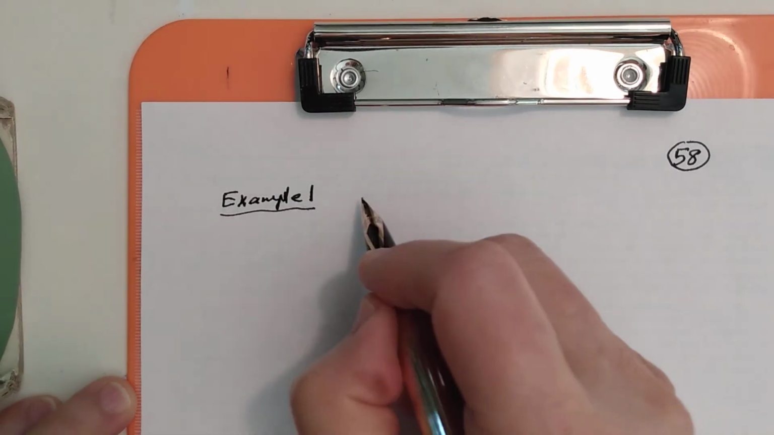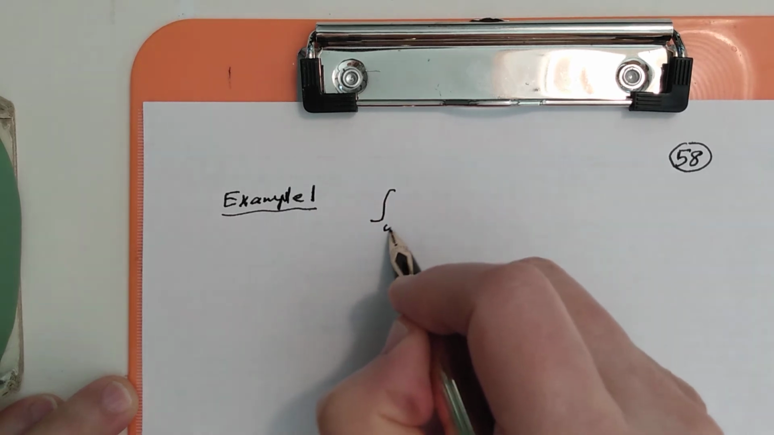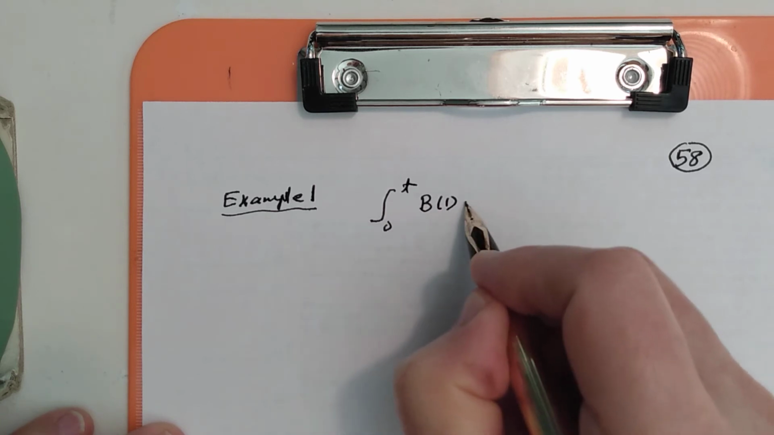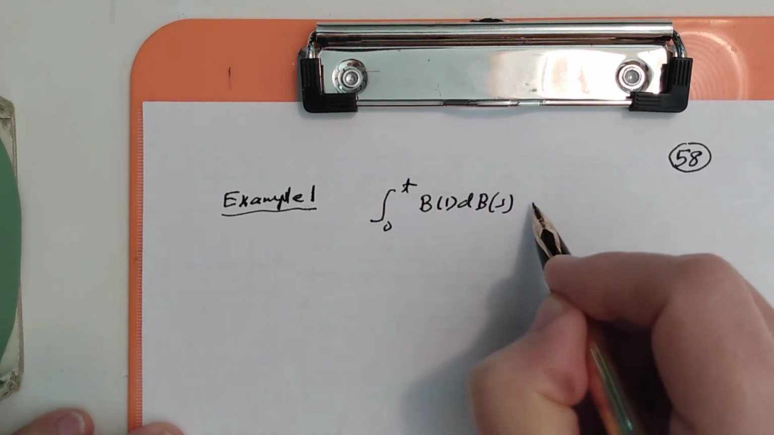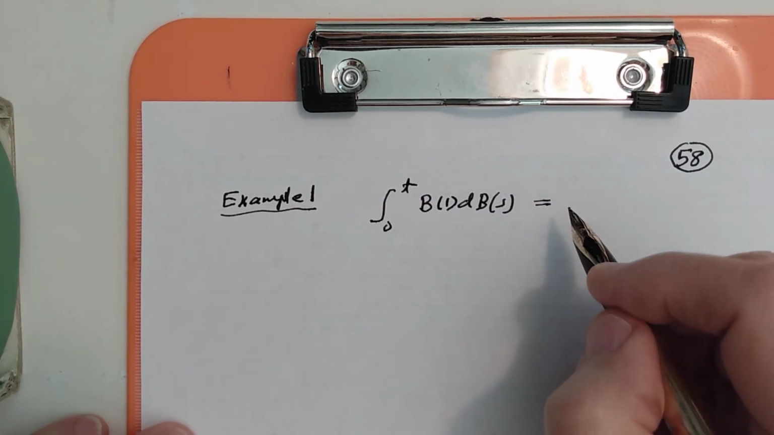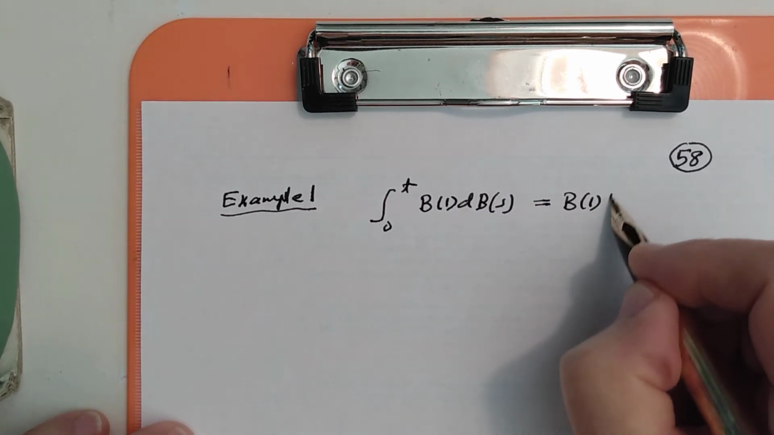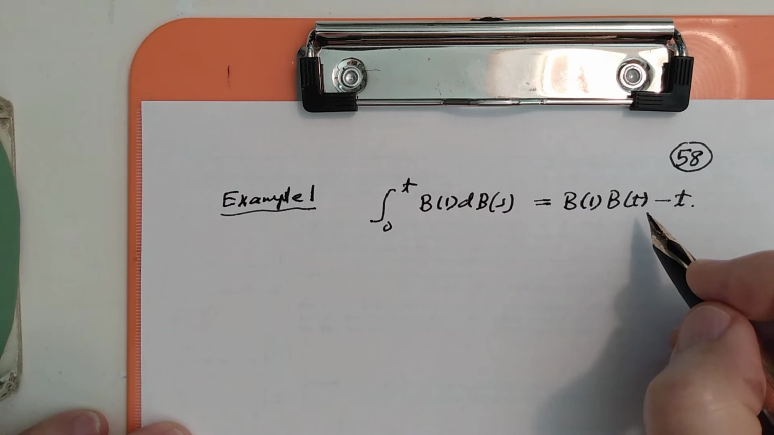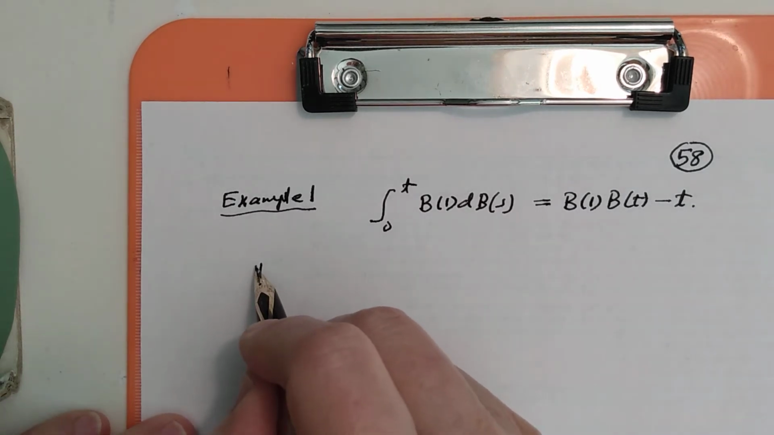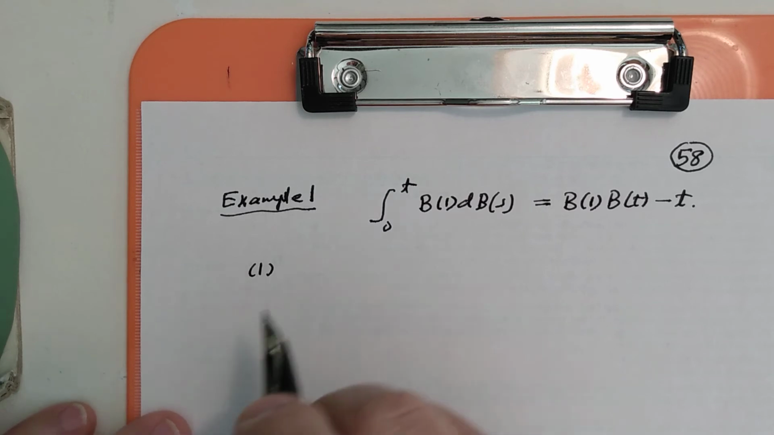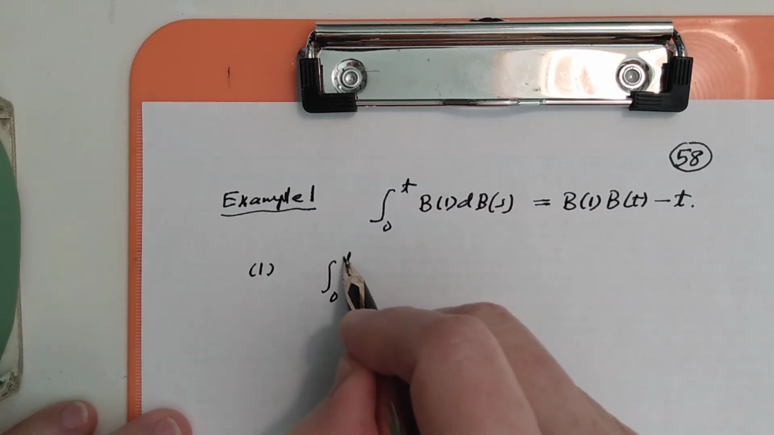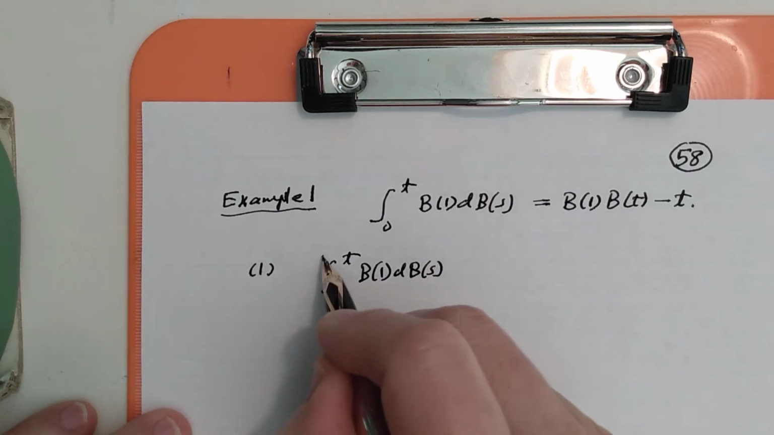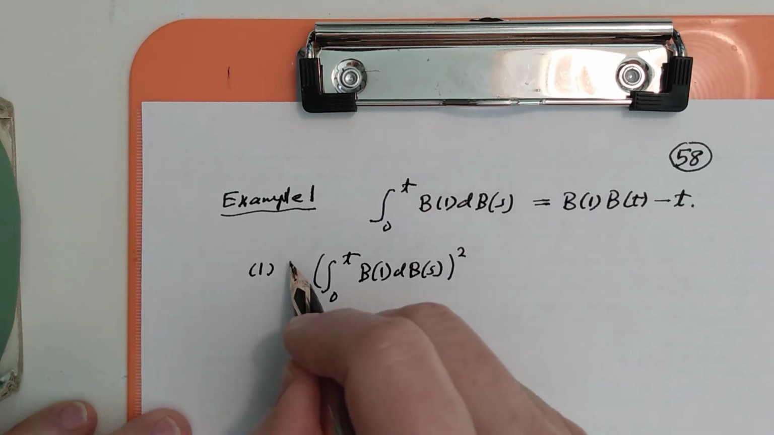Well, example 1 is the simplest one that we have been dealing with. The integral from 0 to t of B_1 dB_s. We know that this equals B_1 B_t minus t. Okay, so 1: the integral from 0 to t of B_1 dB_s, squared. We want to find out the expectation of the square.